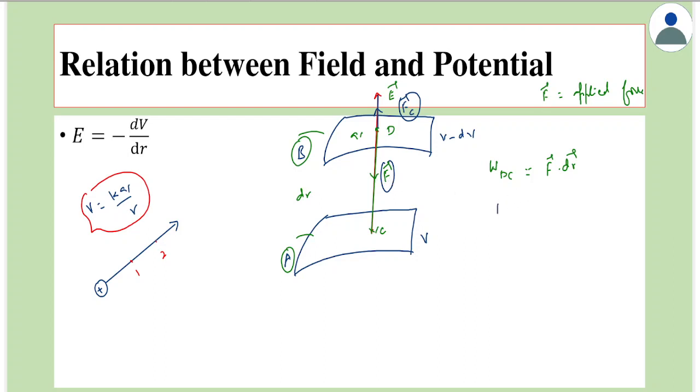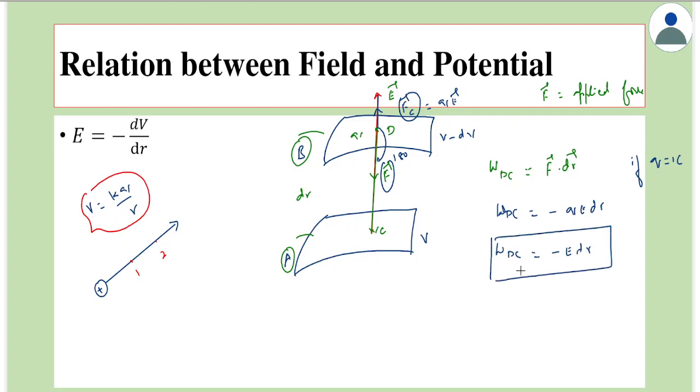Therefore, the work done to move from D to C would be minus of Coulomb force, which is q into E, into dr, because the angle between the Coulomb force and the displacement is 180 degrees. By definition, the work done to move unit charge, q equal to 1 coulomb, from D to C would be minus E into dr. This is the work done to move from D to C.